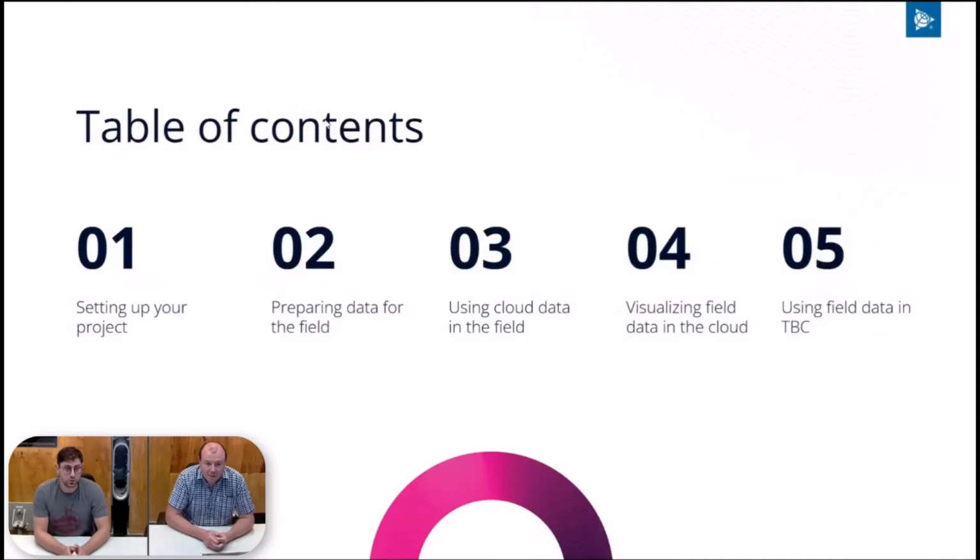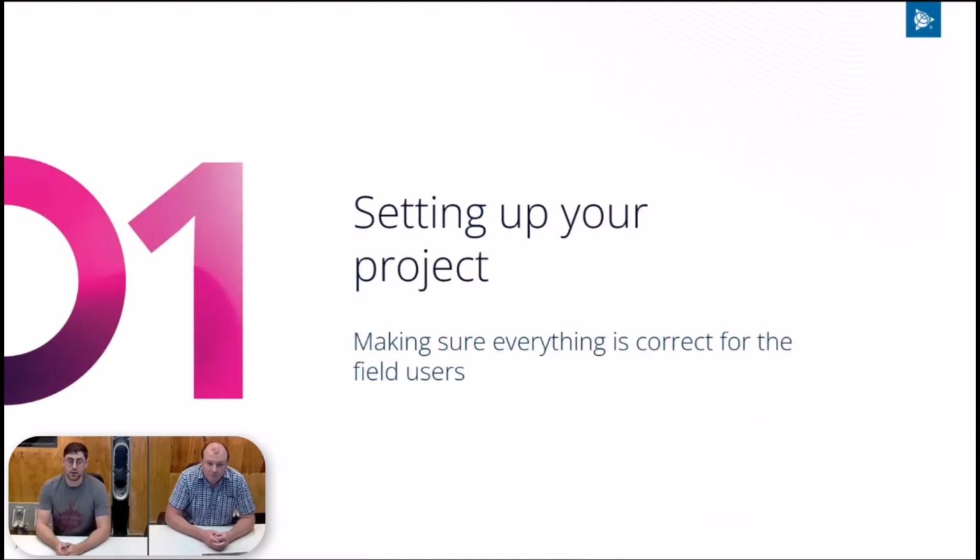So today we're going to talk through the Trimble Access data flow from the office to the field and back. We're first going to talk about setting up your project, then preparing data for the field, using that cloud data in the field, visualizing your field data in the cloud, and then bringing that field data back into the office to use on something like TBC. So let's get stuck into the workflow.